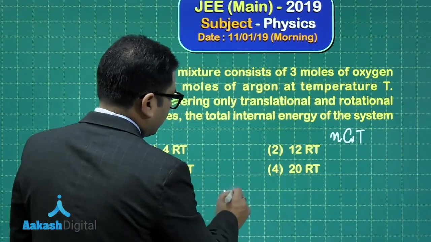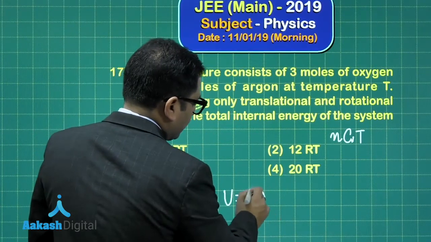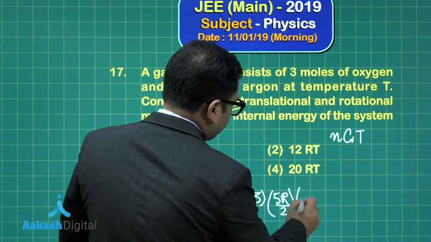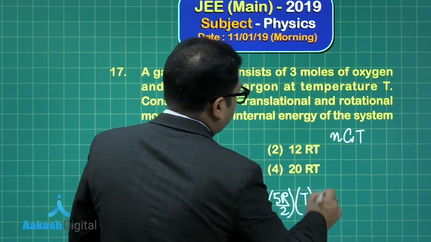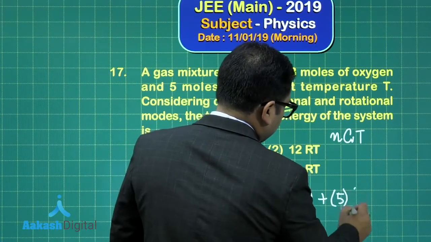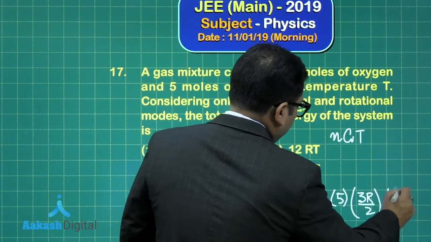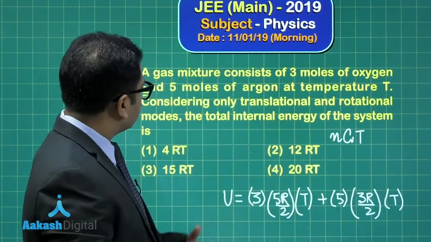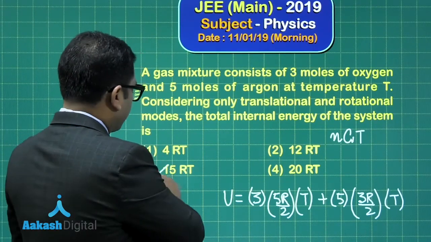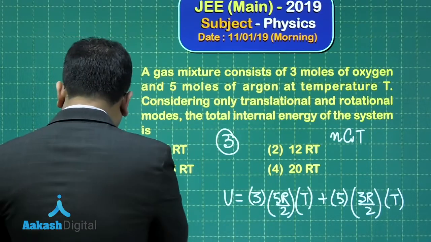If I calculate here, let's start. 3 moles of oxygen, so 3 into Cv, which is 5R by 2, multiplied by T, plus the next is 5 moles of argon, which is monoatomic, 3R by 2 multiplied by T. Fine. So you calculate, that's straightforward, going to be 15RT. So option number 3 would be the correct option for question number 17.